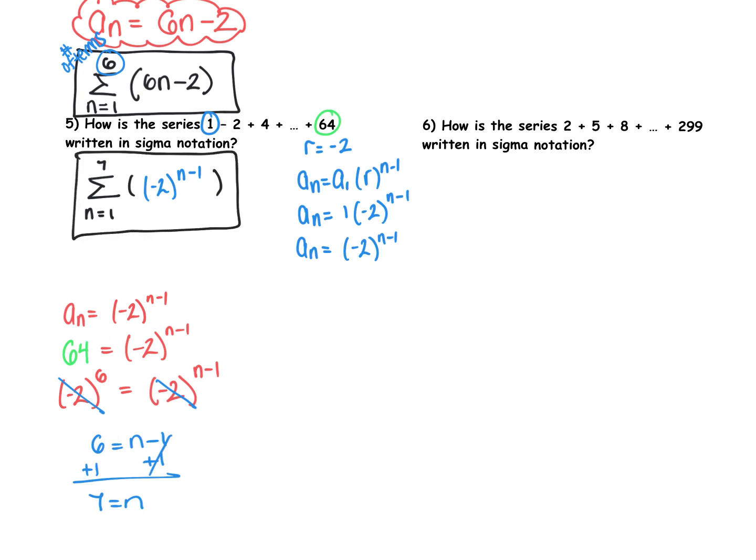So for questions like this, where they don't tell you how many terms, you just need one more extra step to use that explicit formula to help you find the number of terms.